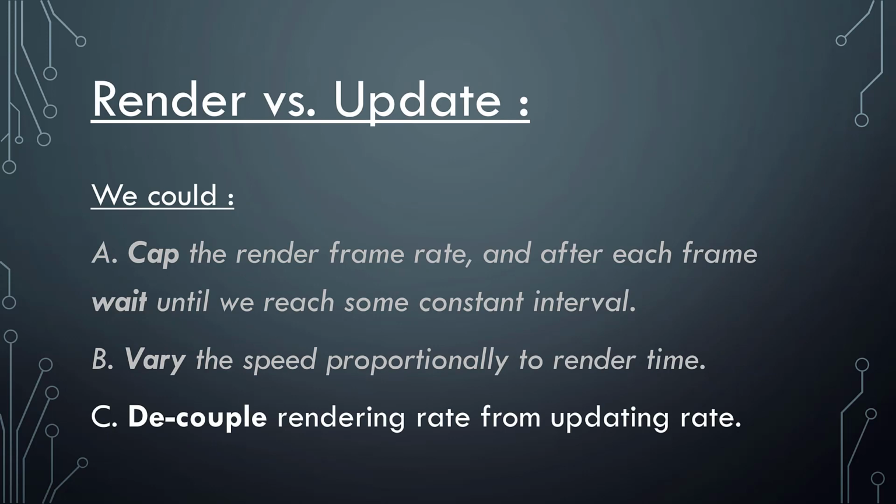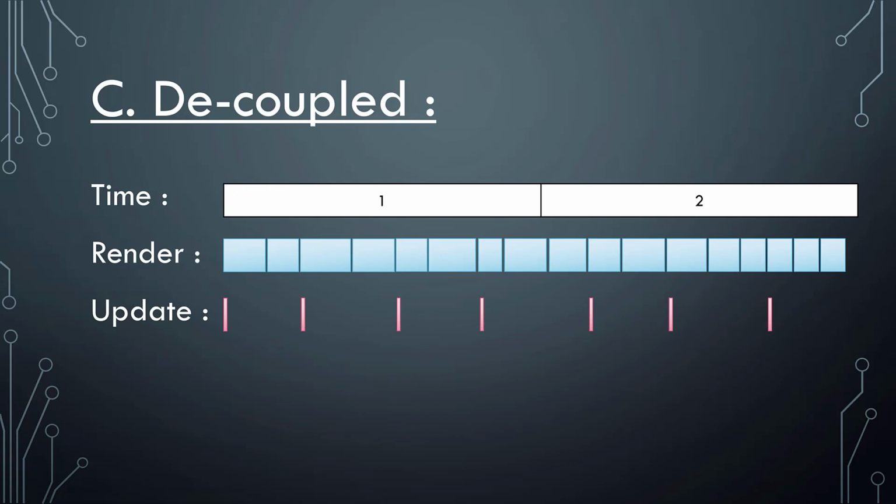Another way of doing things is doing the same, but we can also decouple the rate at which we update and move things from the rate at which we are rendering. How does that look? We do the same as before, but as you can see, the spacing of the update is wider than the spacing of the render. So how do we do that?